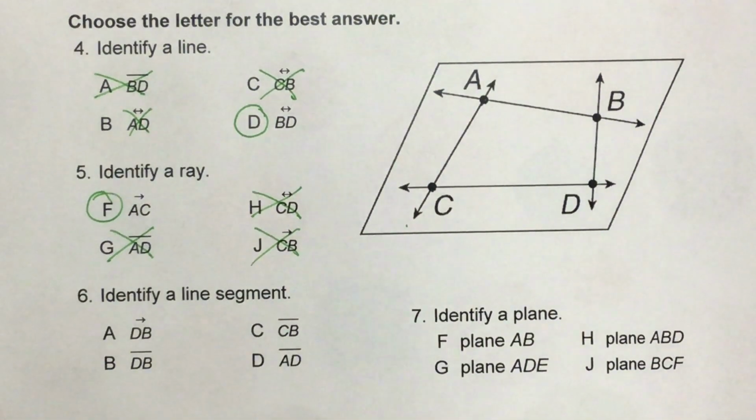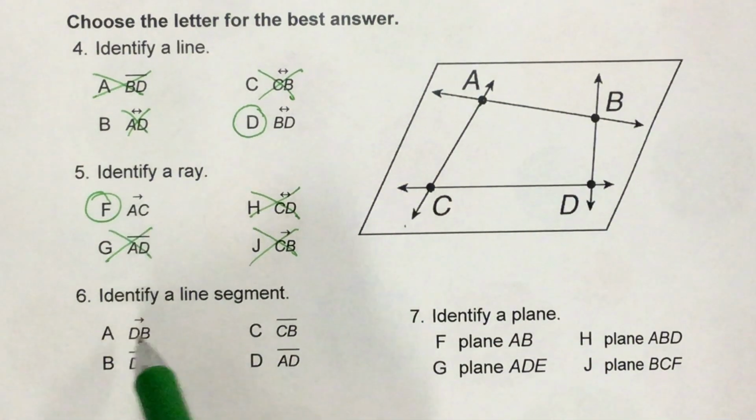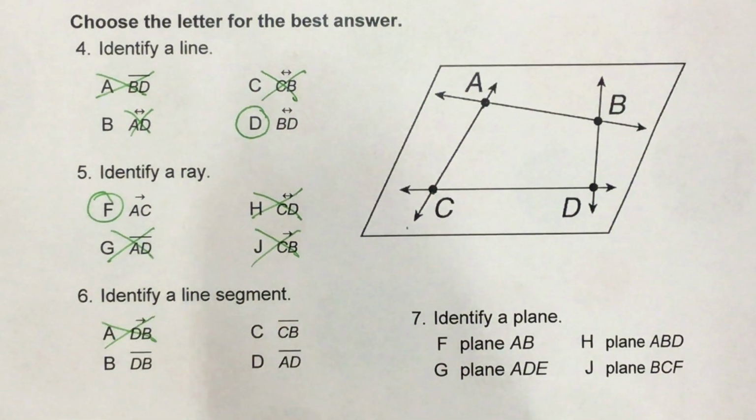Okay, let's look at problem 6. It says identify a line segment. I'm just going to look at the symbols. I know right off the bat, without even looking at the picture, that this isn't even a possibility because that is a notation for a ray, and we're talking about a line segment. So I'm sorry, goodbye, A.